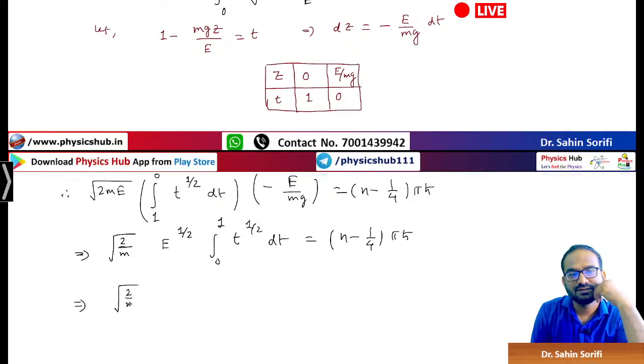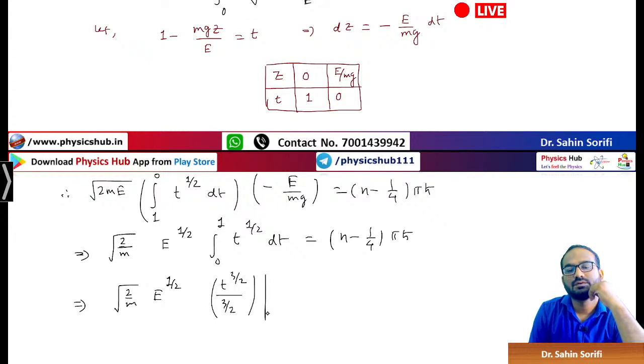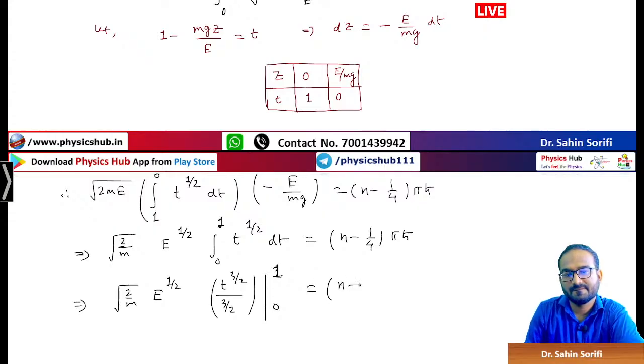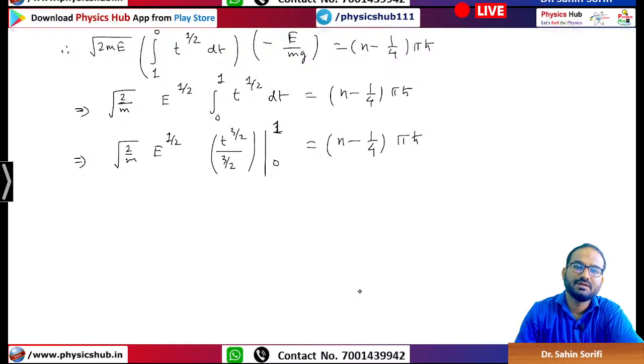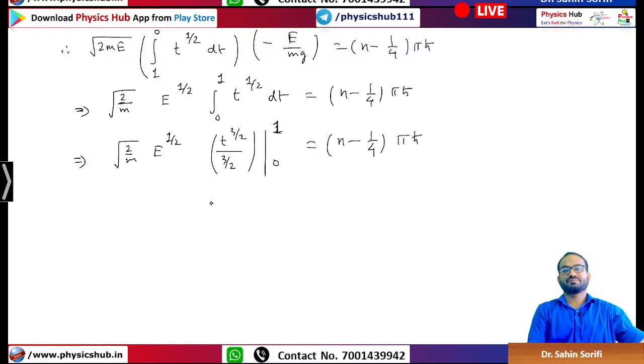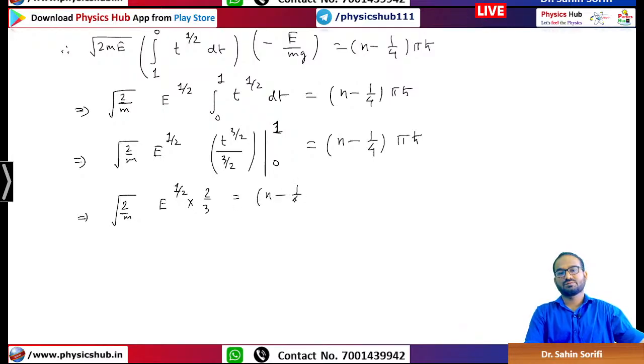So let's keep it as it is. Now the integration of t to the power 3 by 2 by 3 by 2, 0 to 1, equals (n minus 1/4) pi h cut. Next, if you put t equal to 1, you get the square root of 2 by m, E to the power half, into 1 by 3 by 2, so 2 by 3. This equals (n minus 1/4) pi h cut.